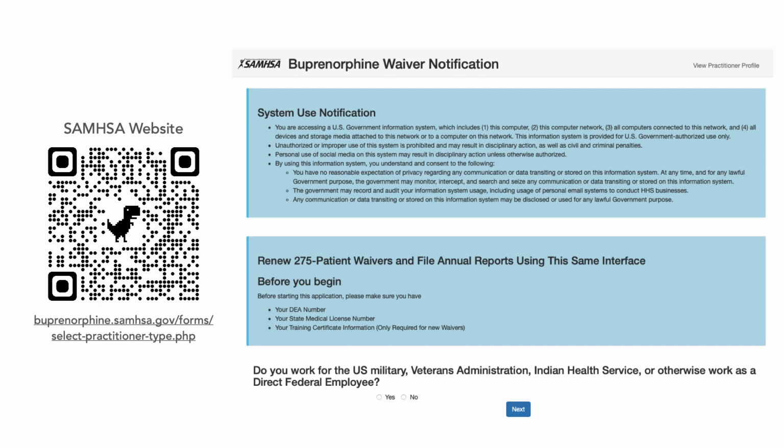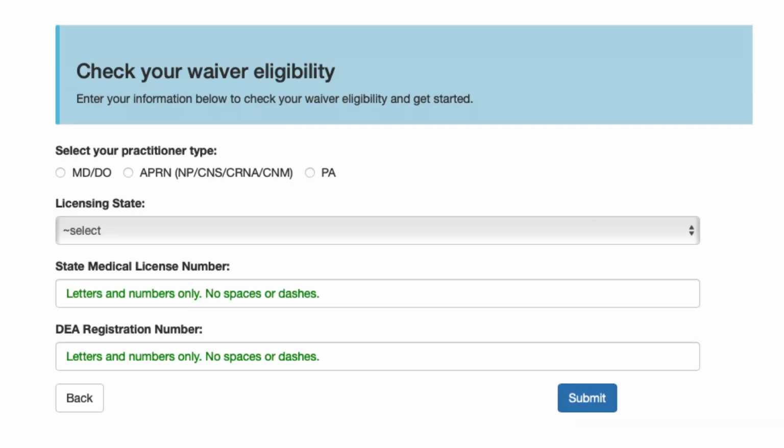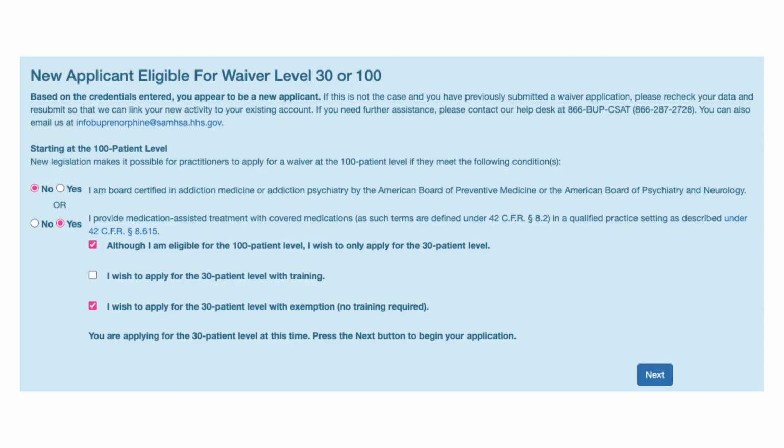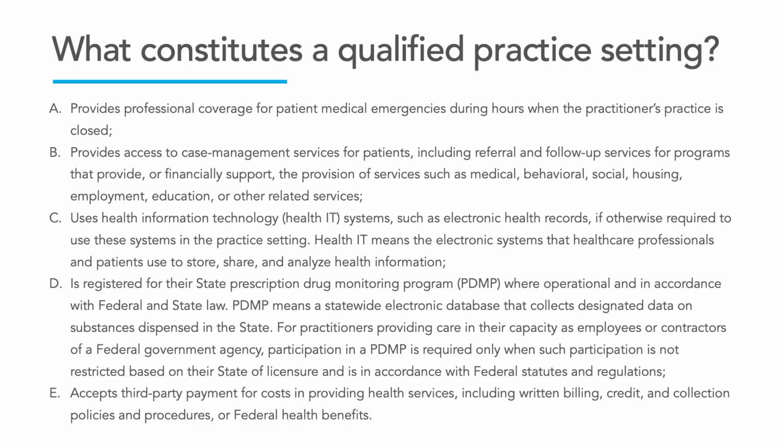Then click Next. On the next page, enter your practitioner type, licensing state, state medical license number, and DEA registration number. Then click Submit. A pop-up window should open up that looks like this. Click OK on the pop-up window. Next, you will choose No and check I wish to apply for the 30 patient level with exemption, no training required. Then click Next. In case you're not sure if your practice setting is qualified, let's go over the qualifications.